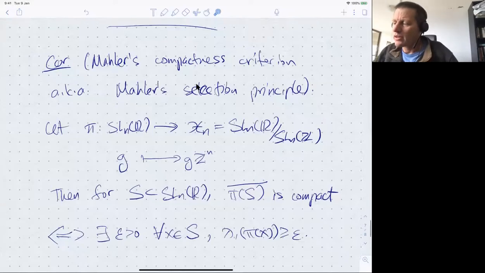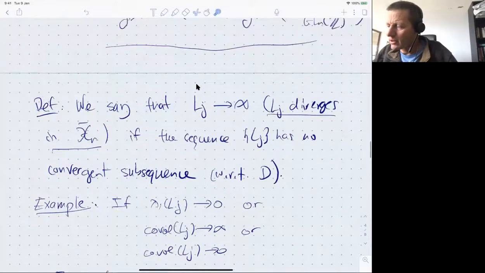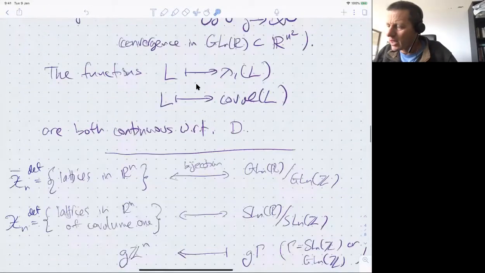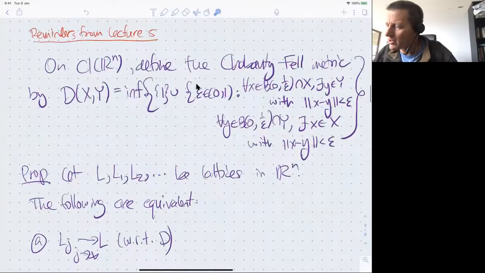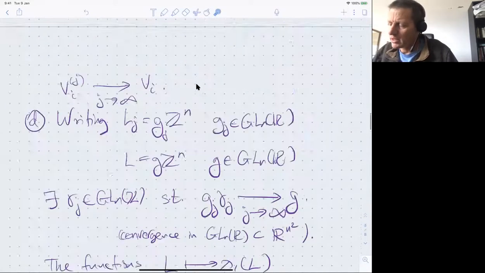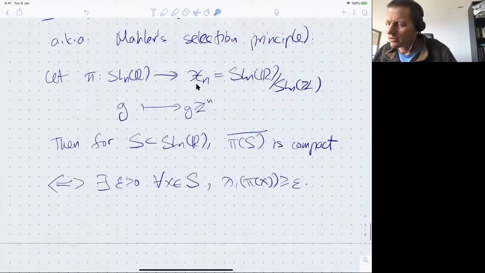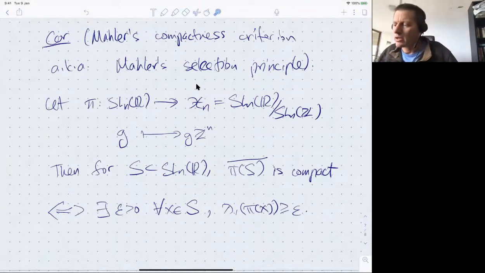And so the name of the topology that we're using is the Chabauty-Fell topology. Chabauty is a French mathematician. In the 40s, he wrote a paper explaining, for sequences of discrete groups in a topological group, when do they have convergent subsequences? And he proved basically a statement which is very similar, a generalization of Mahler's compactness criterion in a non-abelian setting.